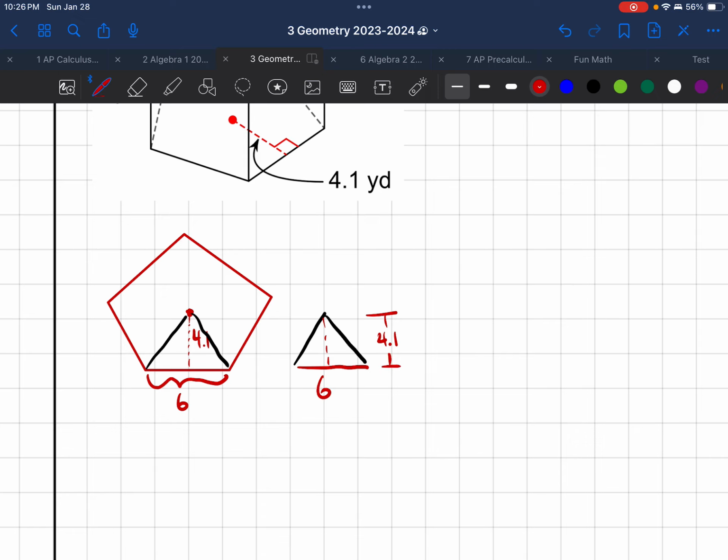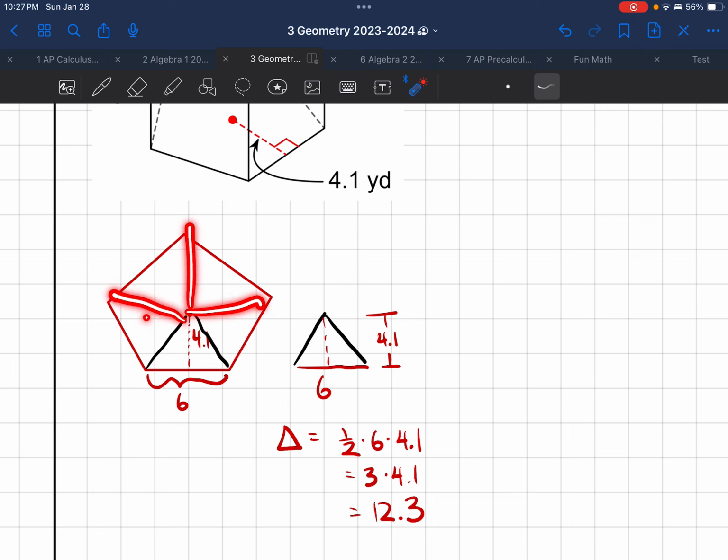And to find the area of any triangle, it's always going to be 1/2 of the base times the height, 4.1. 1/2 of 6 is 3, so this is really equal to 3 times 4.1, which is equal to 12.3. All right, so we have one of those triangles done. And how many triangles do we have? You can just divide up really quickly. You have 1, 2, 3, 4, 5 of them, which makes sense because this is a pentagon, meaning 5.